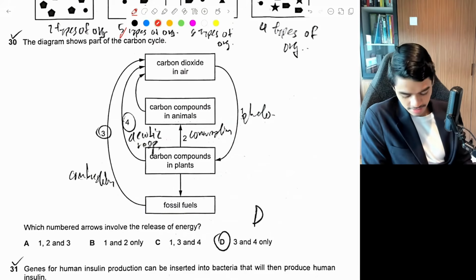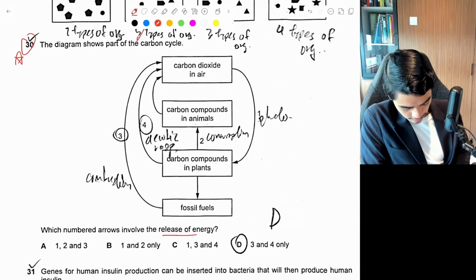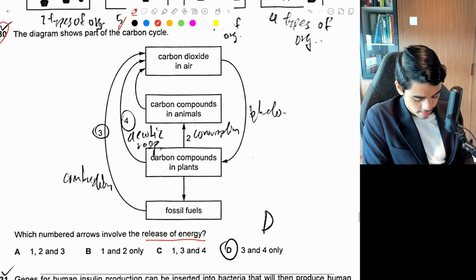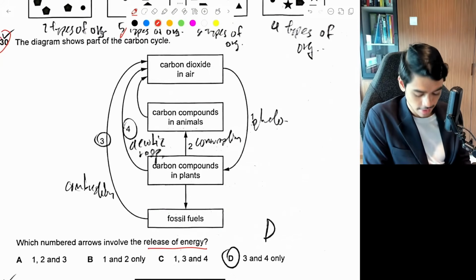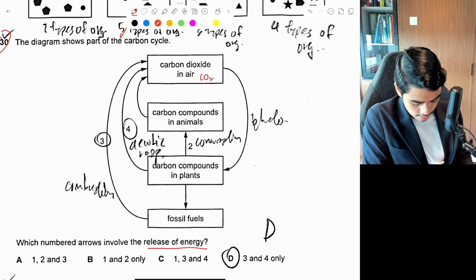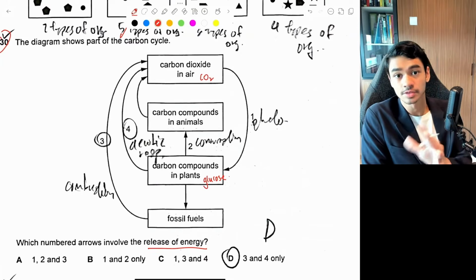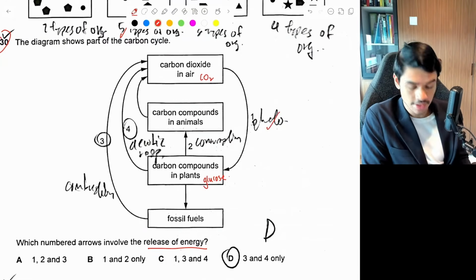Okay, question 30. Which arrows involve release of energy? First one, carbon dioxide in the air becoming carbon compounds in plants. This is CO2, gaseous. This is glucose, right? And all the other carbon compounds that glucose can be converted into. So yes, this is photosynthesis. That is the correct process.